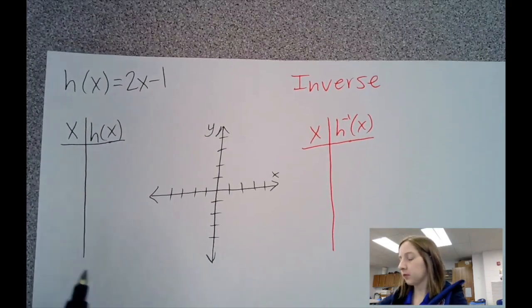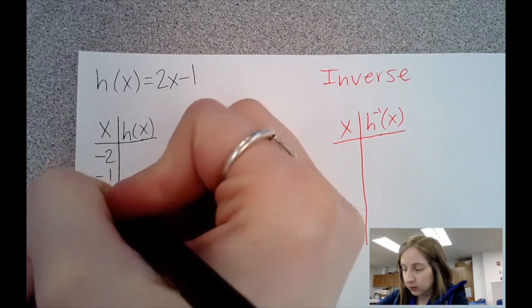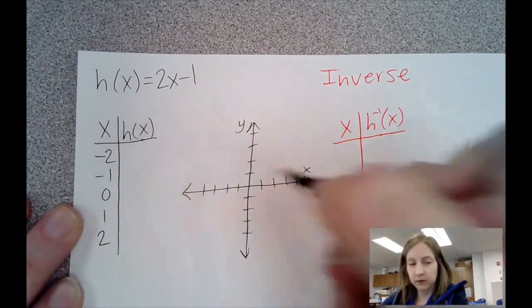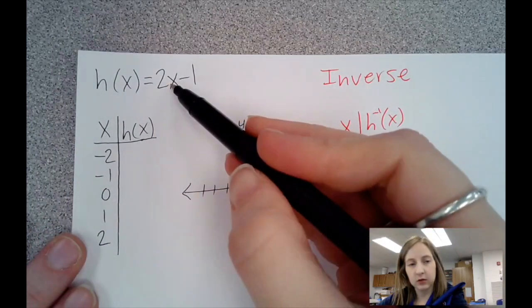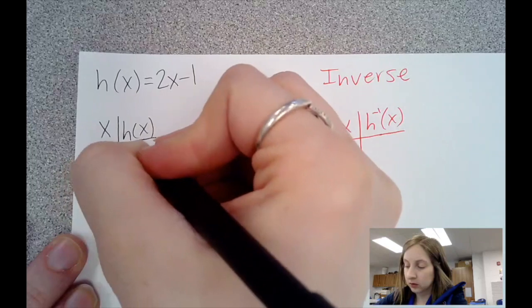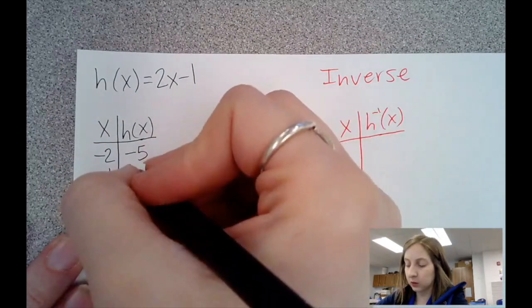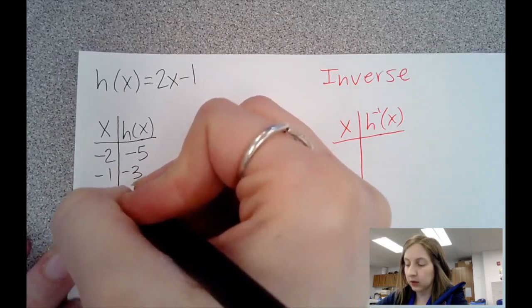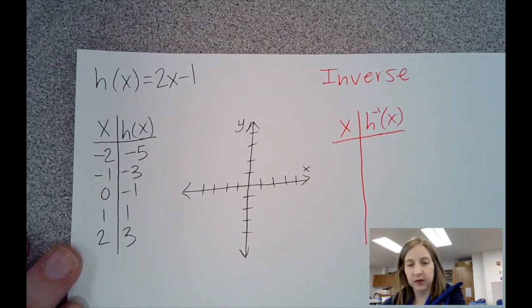Okay? So I'm going to start my table here. Just going to put in some values for x in my table. If I plug in negative 2 in here, 2 times negative 2 is negative 4, minus 1, negative 5. Plug in negative 1, I get negative 2 minus 1, which is negative 3. Keep going, and I can get all of my numbers for my table.